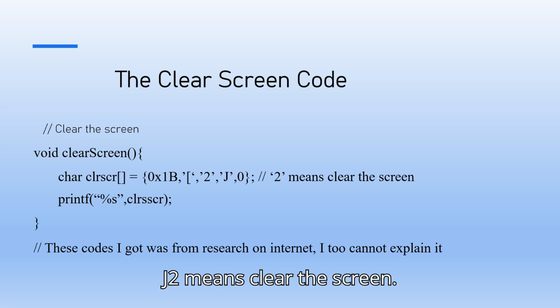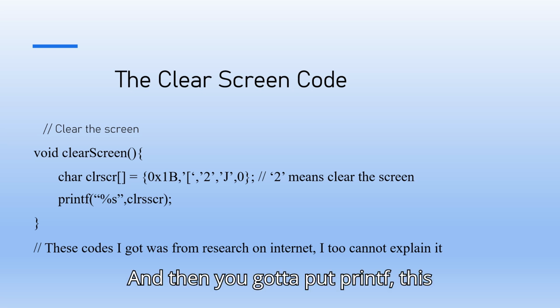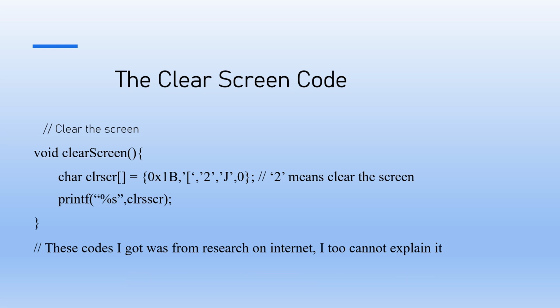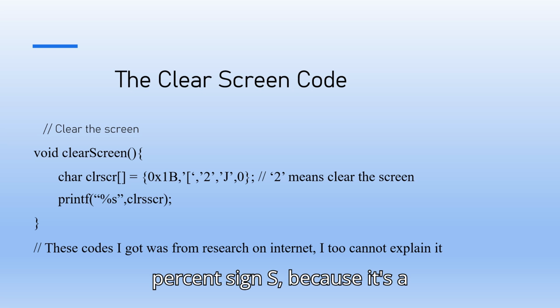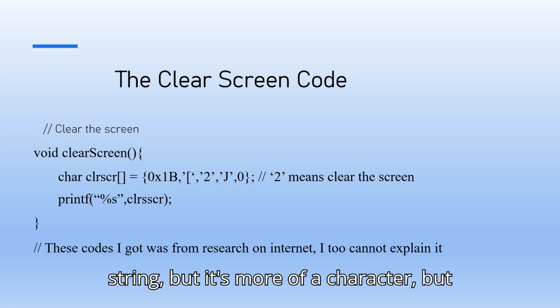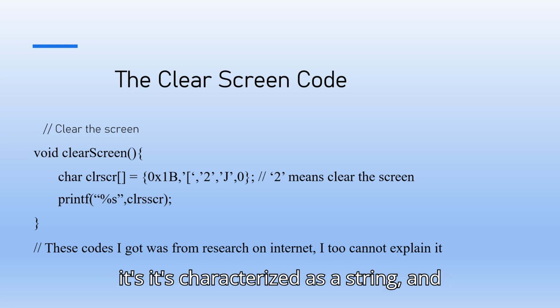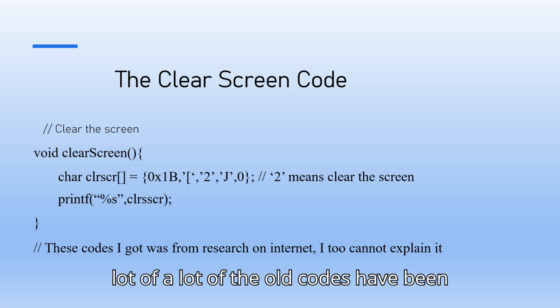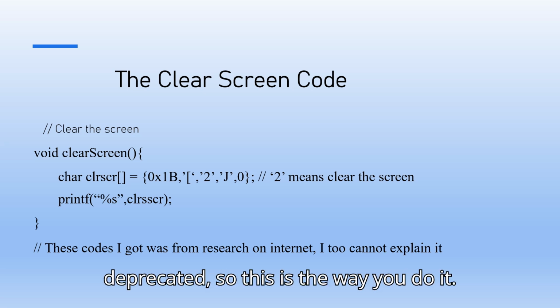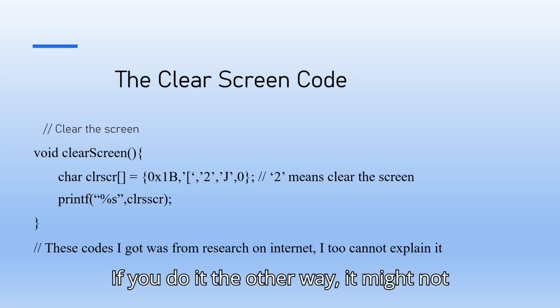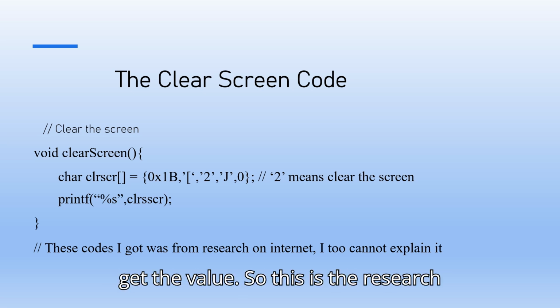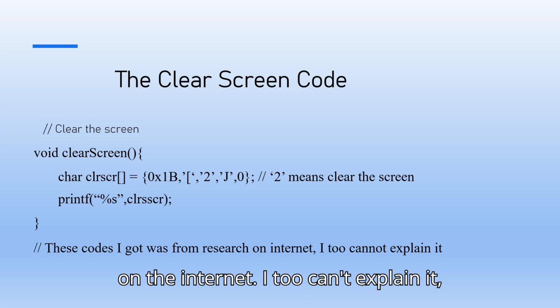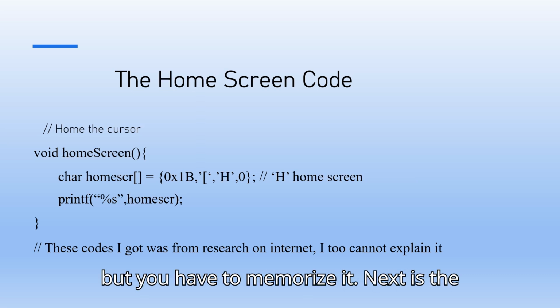J2 means clear the screen, and then you have to put printf with this percent sign s because it's a string. It's more of a character, but it's characterized as a string, and clear screen right here. A lot of the old codes have been deprecated, so this is the way you do it. If you do it the other way, it might not get the value. This is the research on the internet. I too can explain it, but you have to memorize it.